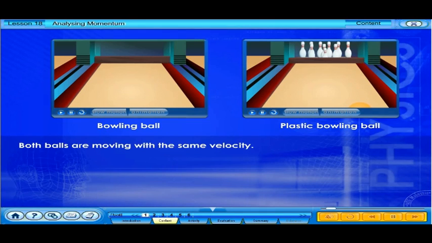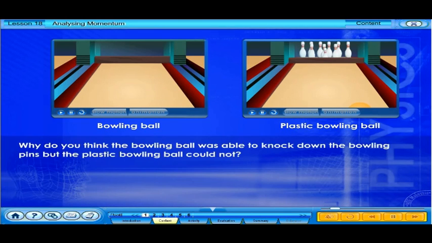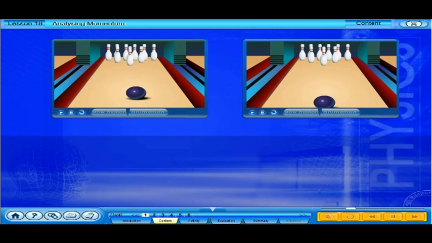Both balls are moving with the same velocity. Why do you think the bowling ball was able to knock down the bowling pins, but the plastic bowling ball could not? The bowling ball has a bigger mass. Let us look at the next video.